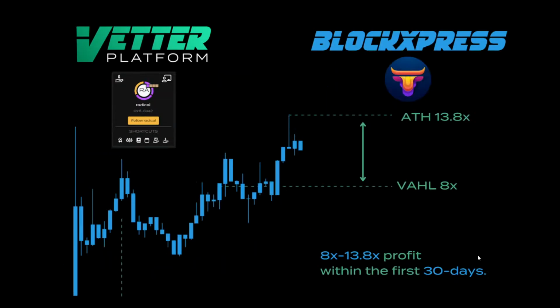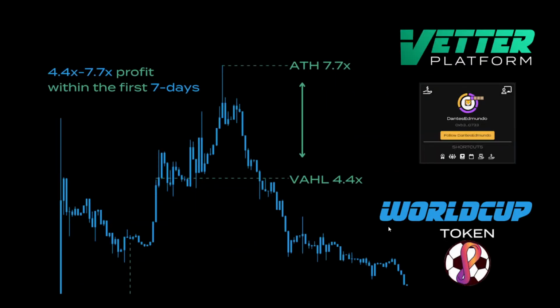Oh, let me go back to this one. This was actually a 7-day one for World Cup token. This was 7 days, so you actually had a full 24 hours. This makes it even more spicy. Full 24 hours to swap between a 4.4x and a 7.7x. It's pretty awesome.